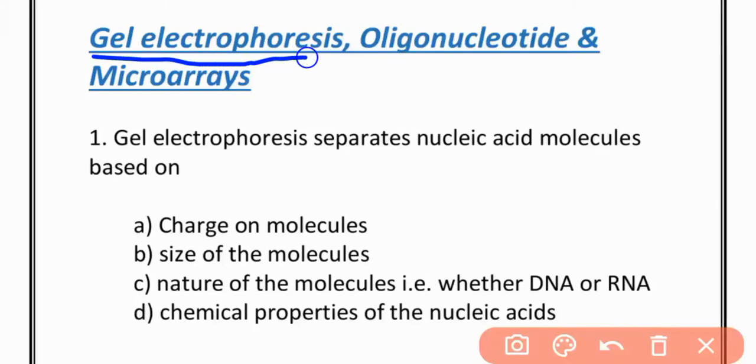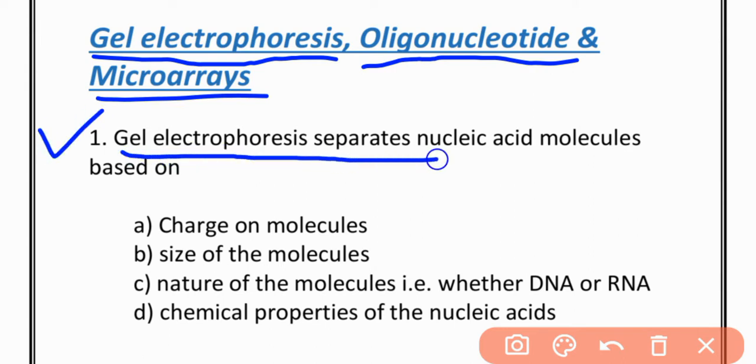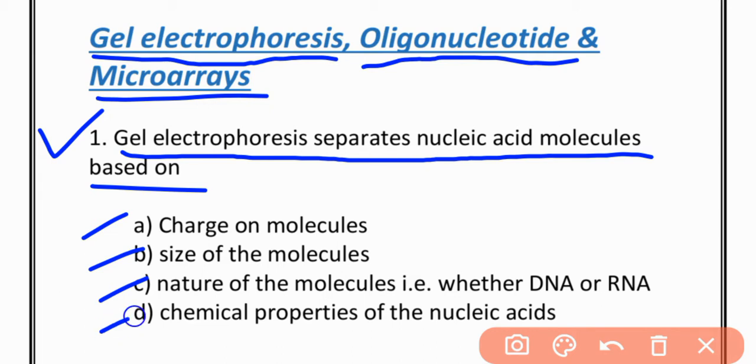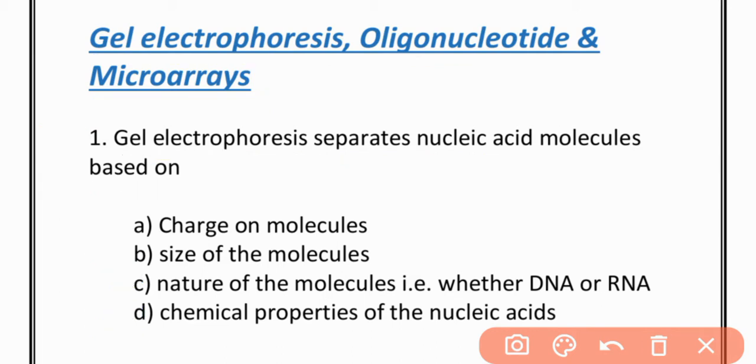MCQs of gel electrophoresis, oligonucleotide and macroarray. MCQ number 1. Gel electrophoresis separates nucleic acid molecules based on: charge on molecules, size of molecules, nature of molecules, whether DNA or RNA, or chemical properties of nucleic acid. The correct option is option B, size of molecules.